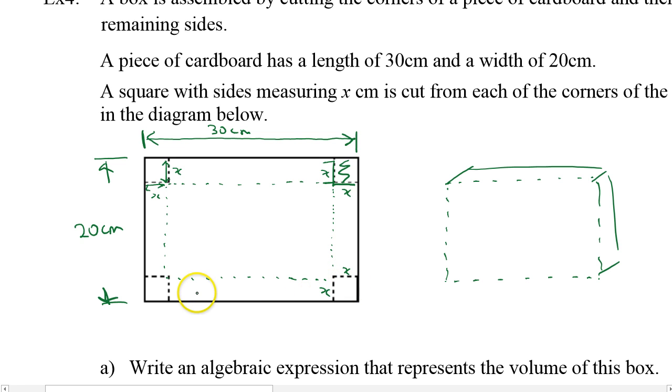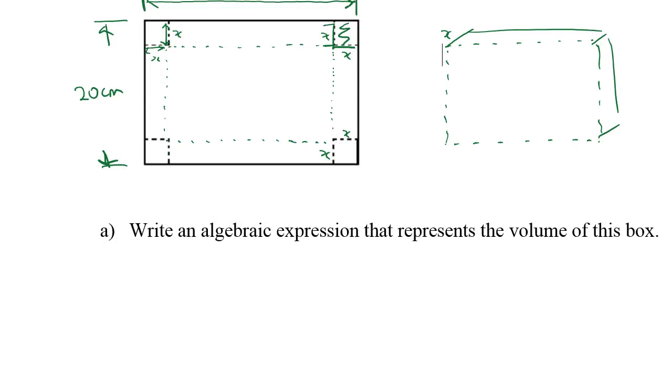So the first question, and you'll notice that you can't make x too big, because as x grows, this side here will be x, right? That dimension will get larger and larger, but the other sides shrink. Okay, write an algebraic expression that represents the volume of the box.